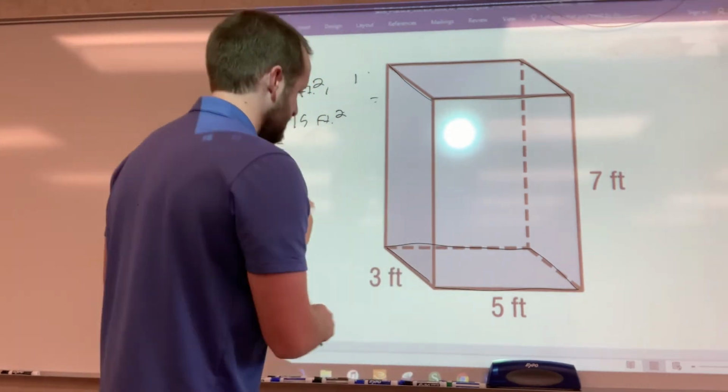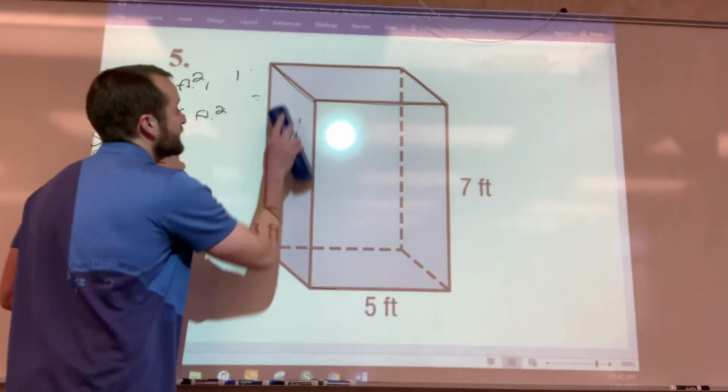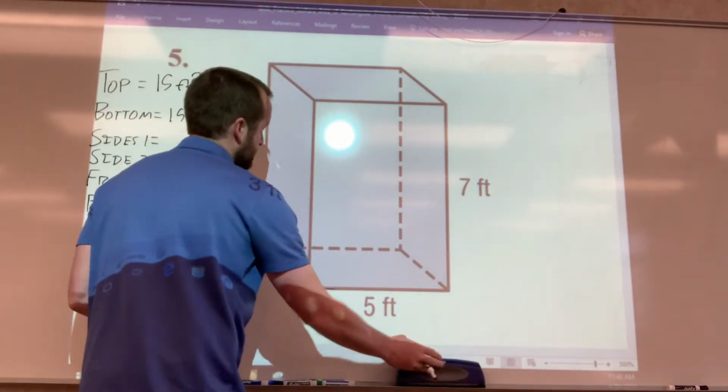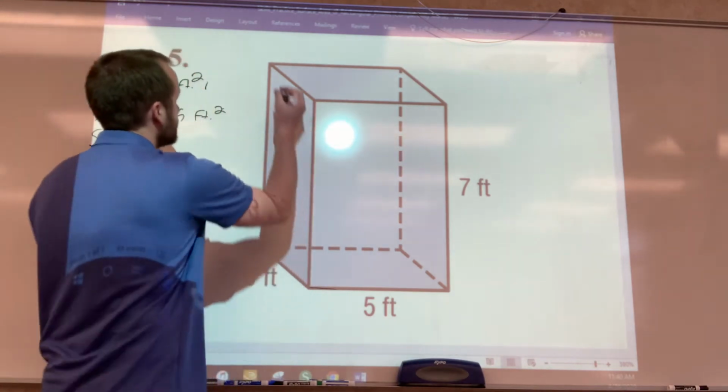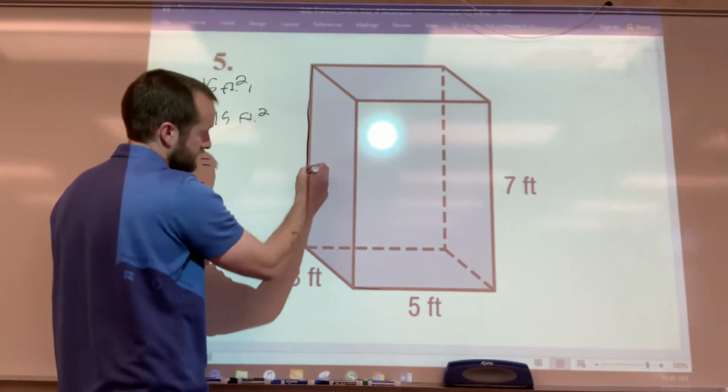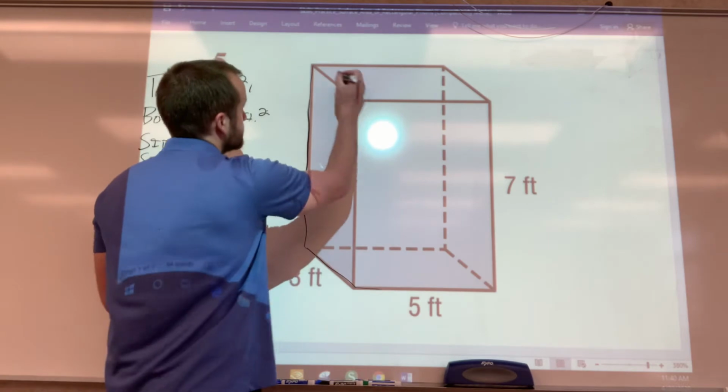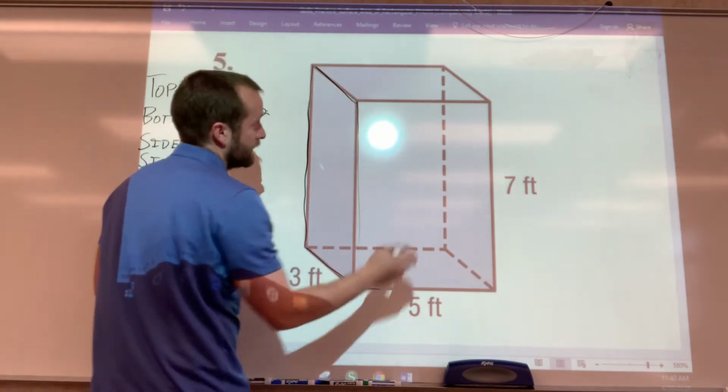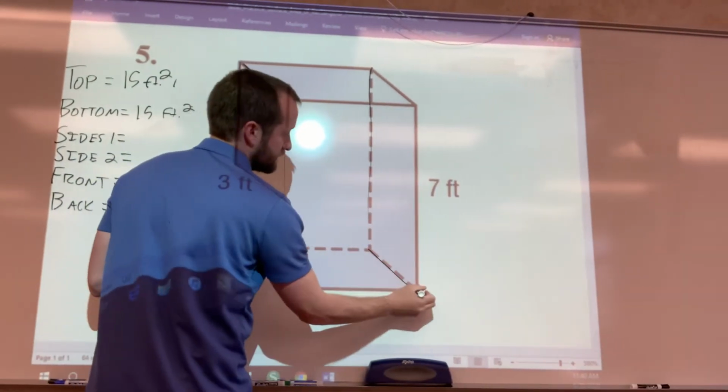Now let's find the two sides. Let me erase the marks I've made here. Okay, and now I've got my two sides. So I've got one right here, one over there. I'm going to outline these really quick. Okay, there's one side. Sorry for the squiggly line. All right, and here's the second side over here.